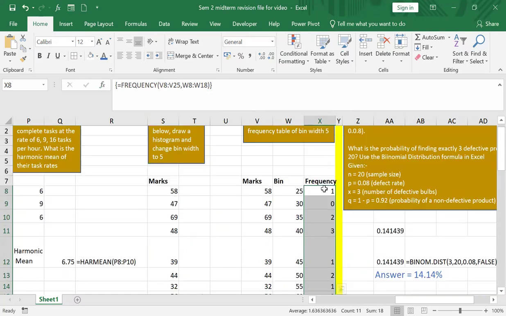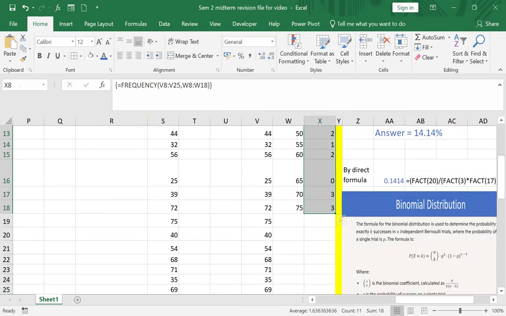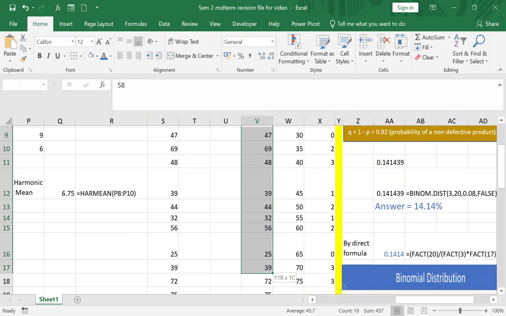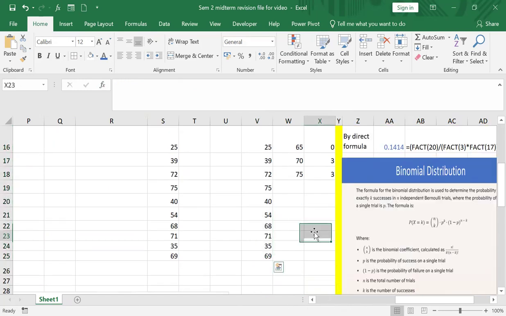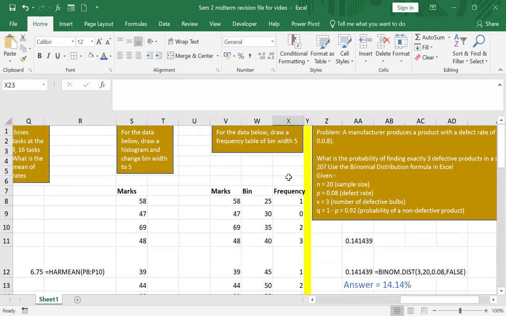And you can see the total of all the frequencies put together. You get 18. And you see the number of data available here is also 18. This is how you calculate the frequency using the FREQUENCY formula.